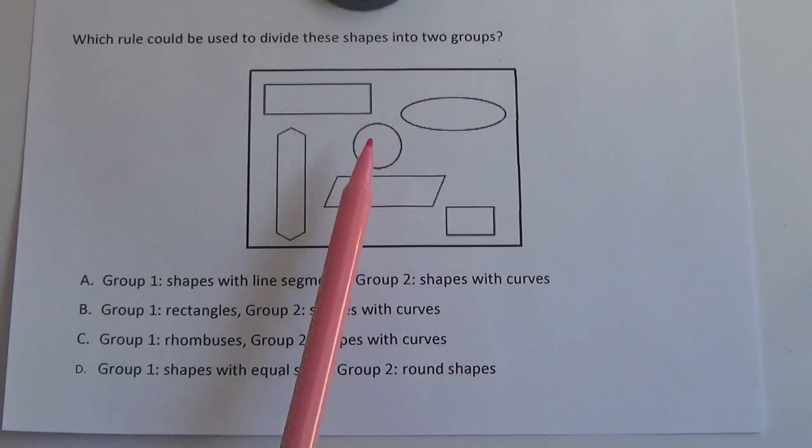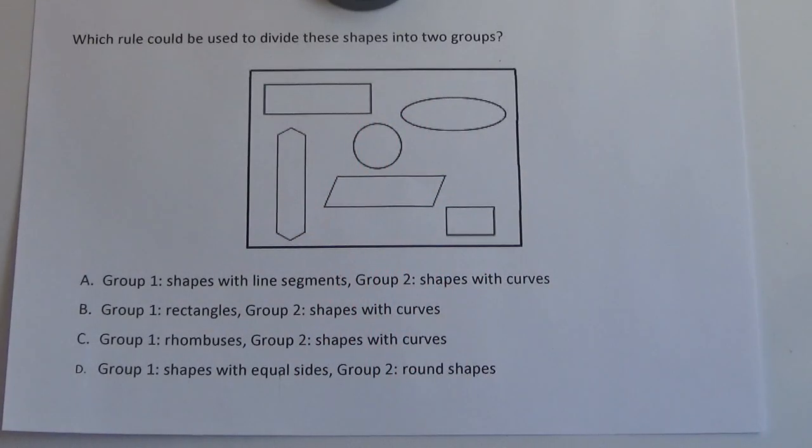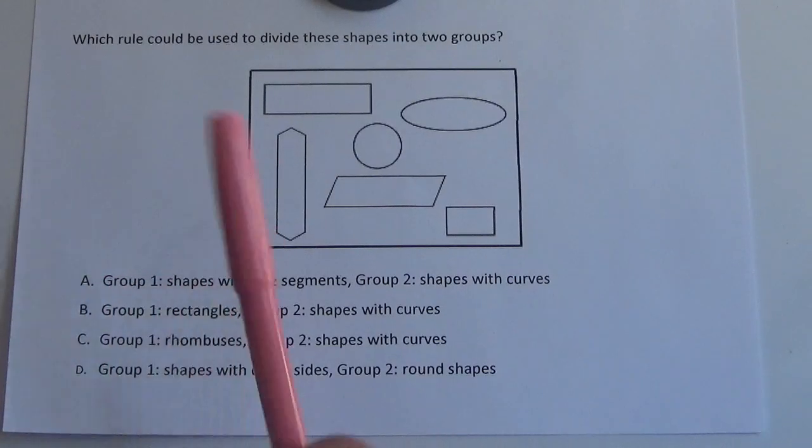When I see here, I notice that some of these shapes have curved lines and straight lines. Some of them have 4 sides. Some of them have more than 4 sides. But let's go over and see what the first rule is. The first rule here says group 1, shapes with line segments.